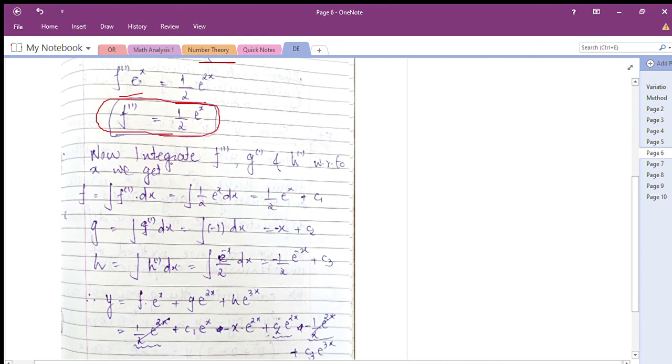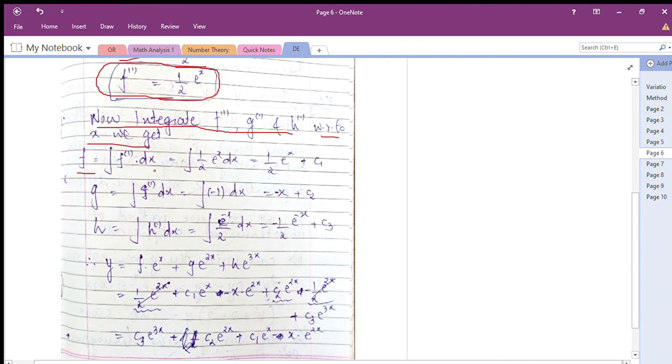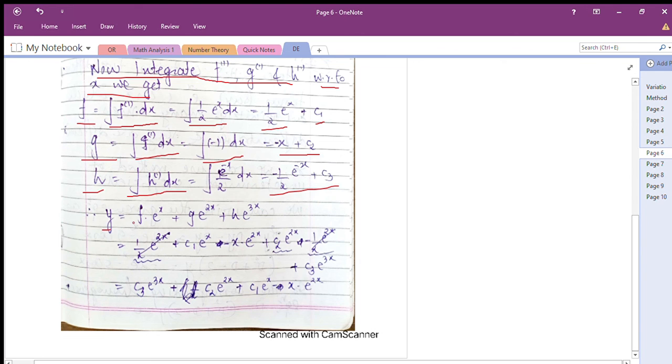Now you have f1, g1 and h1, all three. Now integrate these three terms with respect to x. We get f on integrating f1, 1 by 2 e raised to x, so 1 by 2 e raised to x plus c1. On integrating g1, you will get g, minus 1 dx, so minus x plus c2. You will get h on integrating h1, and you will get something like this. Now put f, g and h in y. So f e raised to x, g e raised to 2x, h e raised to 3x. The value of f is this much into e raised to x, g into e raised to 2x, h into e raised to 3x. You will get the answer something like this.